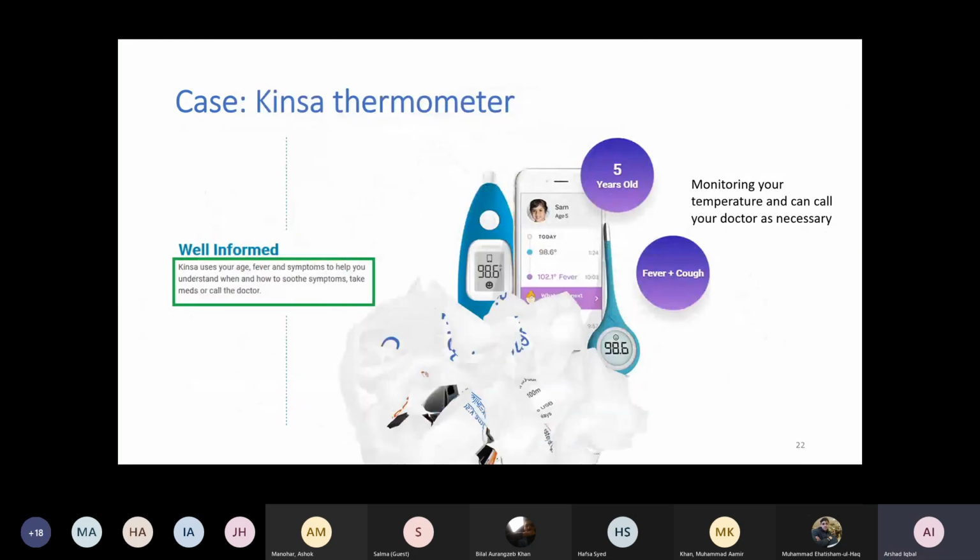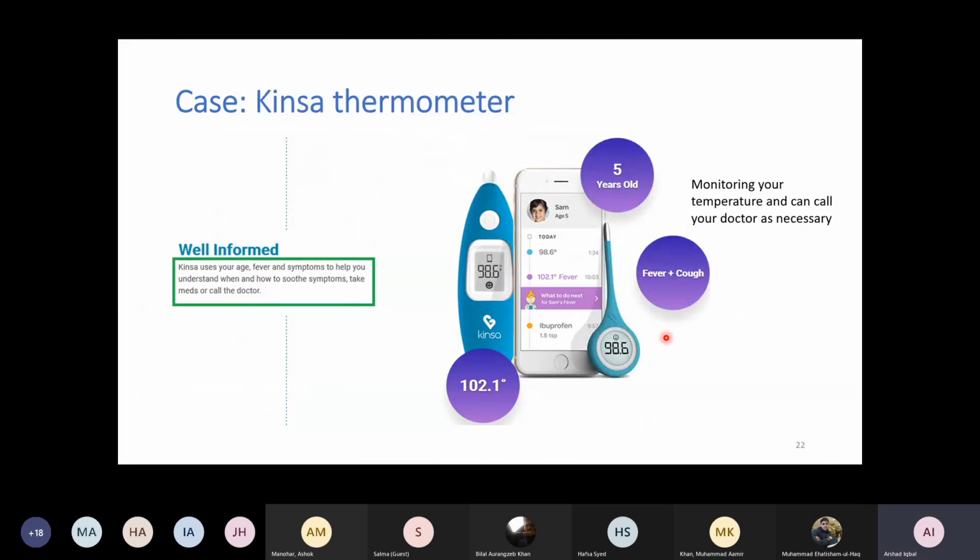Here is another example called the Kinsa thermometer. It is a thermometer which uses your age, fever, and symptoms to help you understand when and how to soothe symptoms, take medicine, or call the doctor. The purpose is to monitor your temperature and call your doctor as necessary. For example, this kid, Sam, has a fever, and ibuprofen medicine is suggested. If needed, it can call a doctor as well.